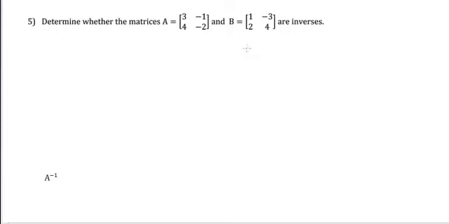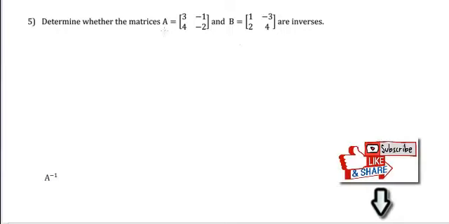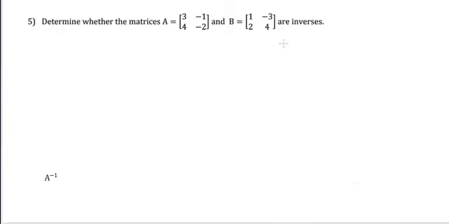Hi, in this video I'll show you how to find out if the two matrices A and B are inverses of each other, and after that we will find the inverse of A. So to prove that A and B are inverse to each other, we have to prove that their product is equal to the identity matrix, which is 1 0 0 1. Remember that the identity matrix is in this order: 1 0 0 1.